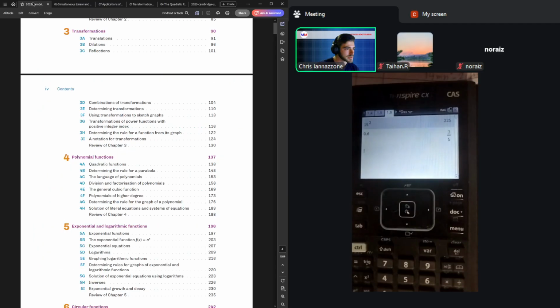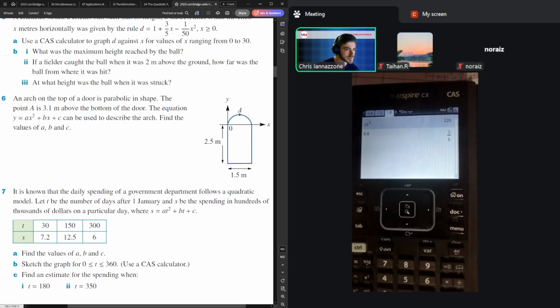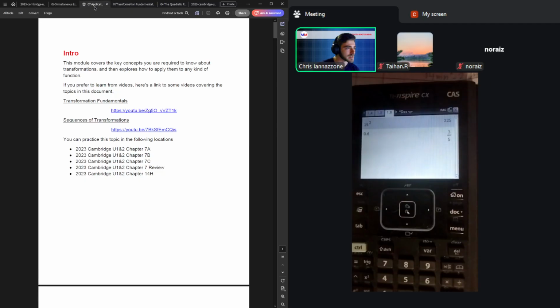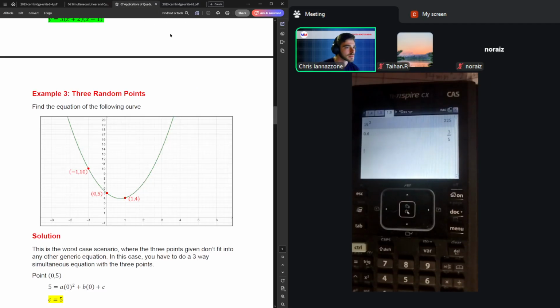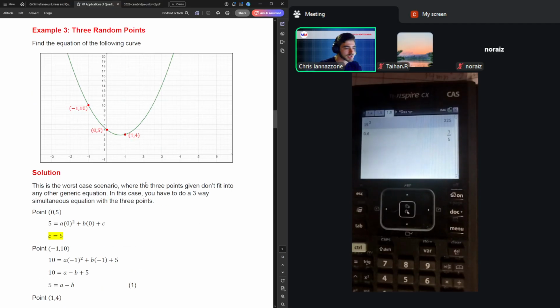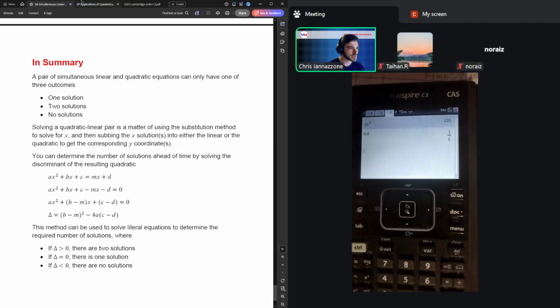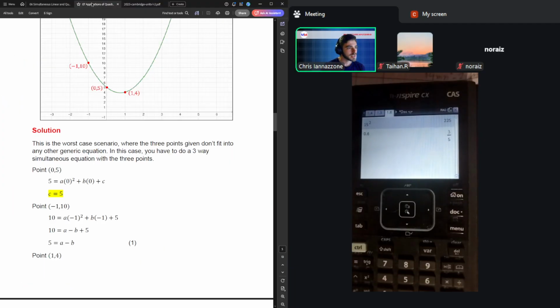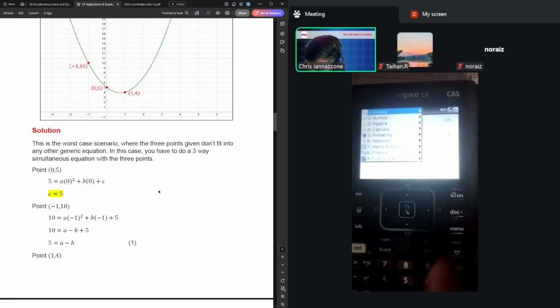We did have a vertex, so we could technically use the turning point form. It wouldn't actually be a bad idea either, but because we have CAS enabled, it doesn't really matter which way we want to go. With CAS enabled, you're probably just going to stick with the three-way simultaneous. Because we were told to get it purely in terms of ax squared plus bx plus c, what you essentially do is, on your CAS, you define that function.